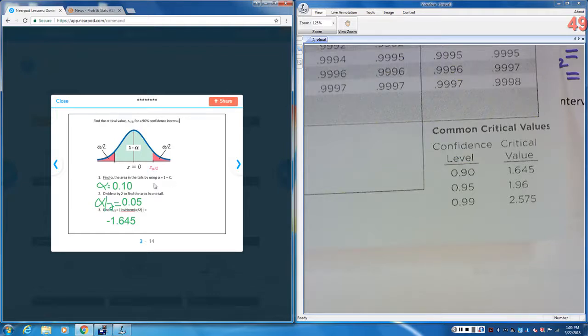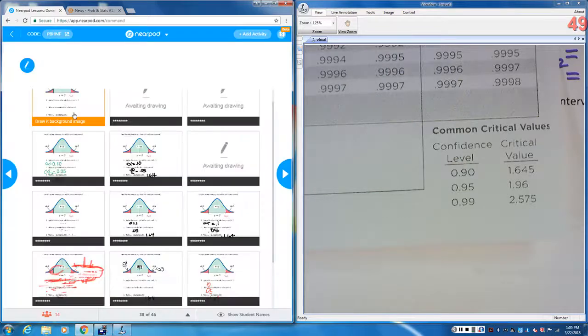So alpha is 0.10, alpha over 2 is 0.05, and okay, we did need to take the absolute value. So the critical value is 1.645 without the minus sign.